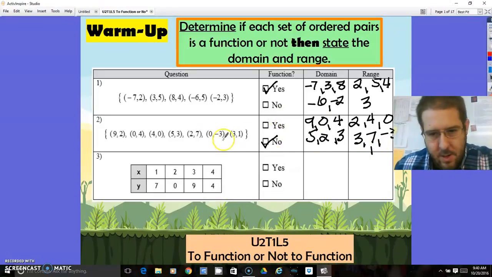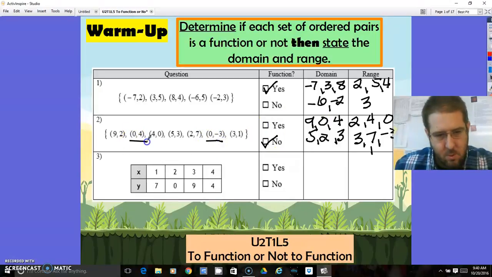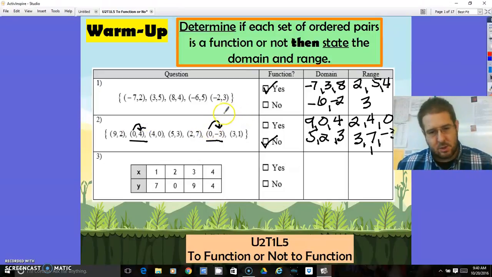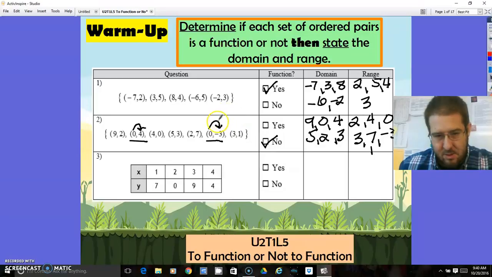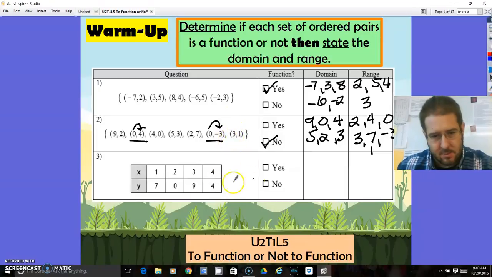All right, so the reason why I said that this is no is because this ordered pair and this ordered pair, the domain of 0 has 2 different answers for the range. So therefore, this is not a function because each domain is only allowed to have one range. It does not matter if any of the y's repeat. It's only if the x's repeat.